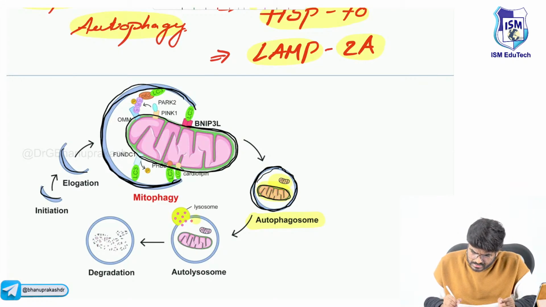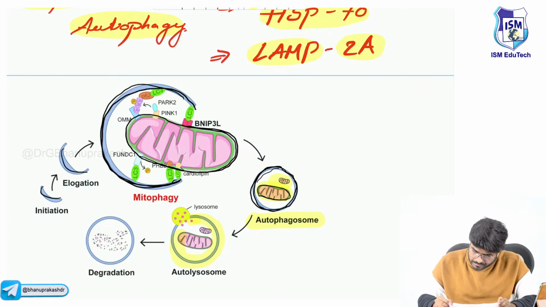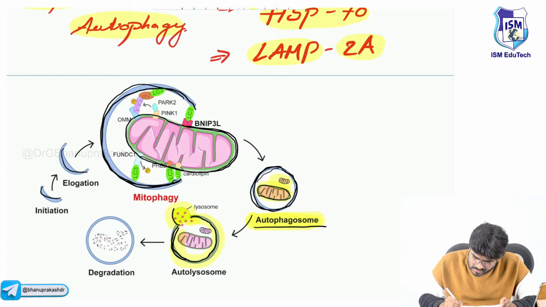Now you know it. So this is the autolysosome. What exactly is an autolysosome? You know it. It's the autophagosome which is fused with the lysosome. This is the autophagosome. It is fused with the lysosome.